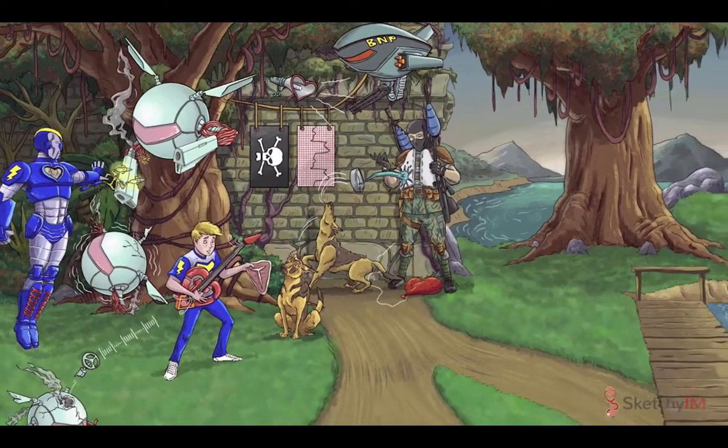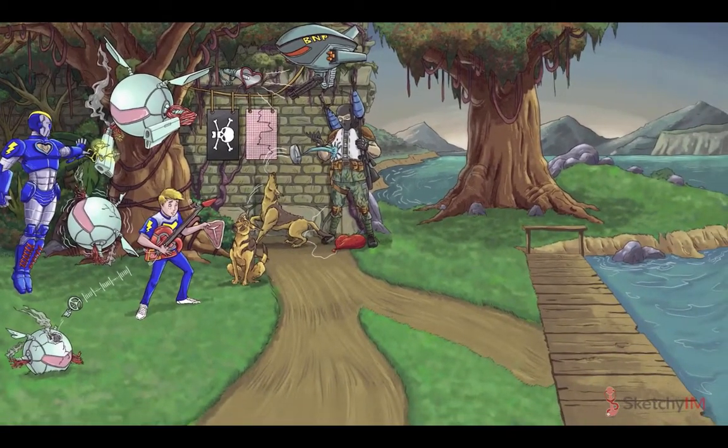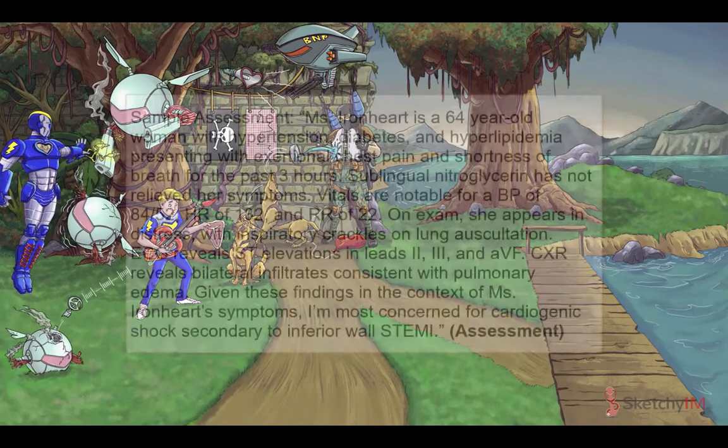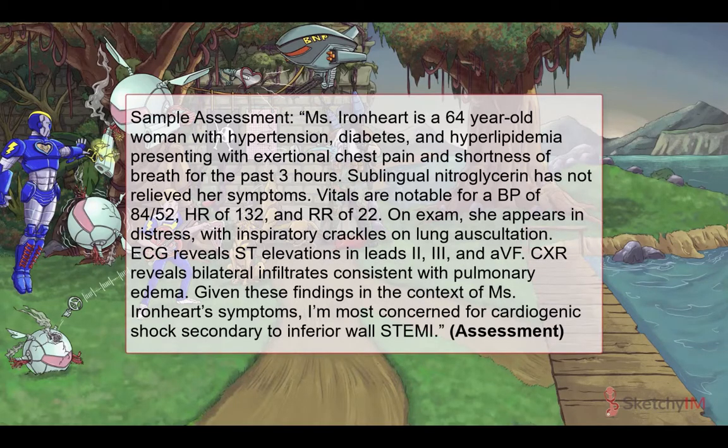Let's summarize the clinical presentation of cardiogenic shock in a sample assessment statement. Ms. Ironheart is a 64-year-old woman with hypertension, diabetes, and hyperlipidemia presenting with exertional chest pain and shortness of breath for the past 3 hours. Sublingual nitroglycerin has not relieved her symptoms. Vitals are notable for a BP of 84/52, heart rate of 132, and respiratory rate of 22.